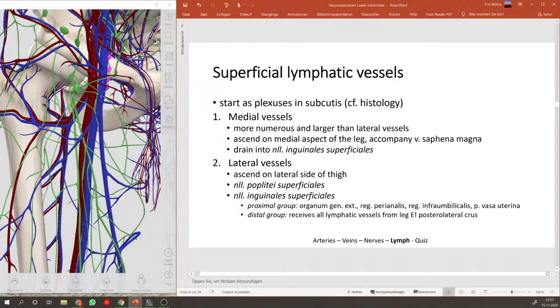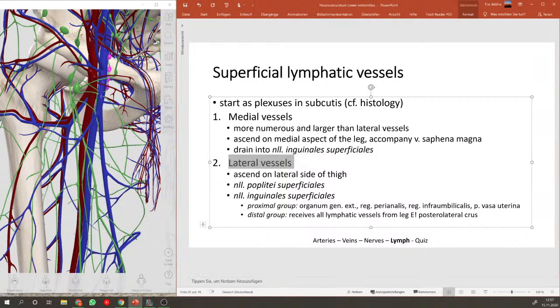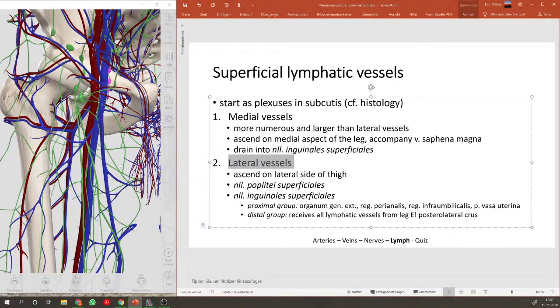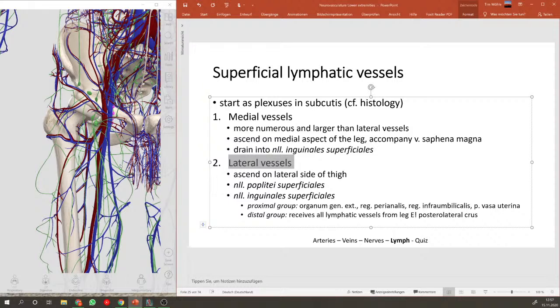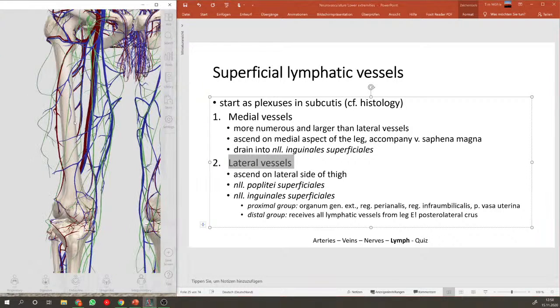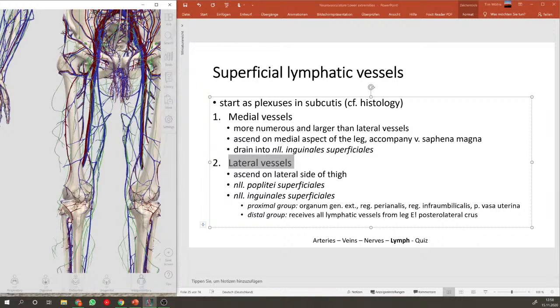So let's continue with the superficial lymphatic vessels. For the superficial lymphatic vessels, we have two tracts, the medial lymph tracts and the lateral lymph tracts. The medial ones are more numerous, so you can see here it's really more medially. And the reason for that is simple. If you look at it, most of the vessels are also on the medial side.